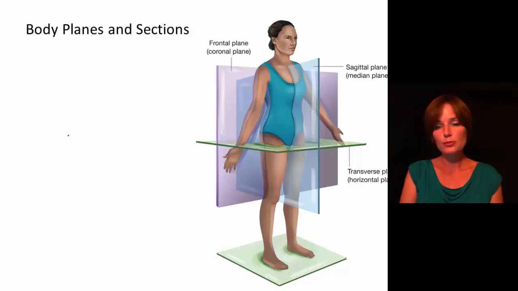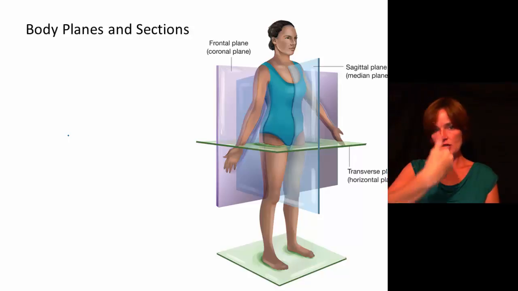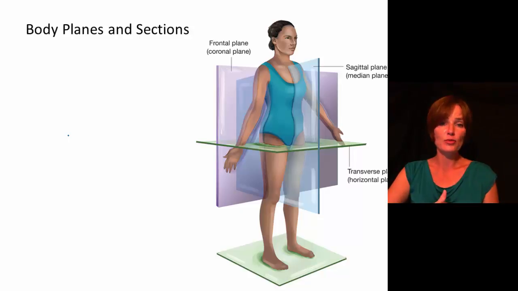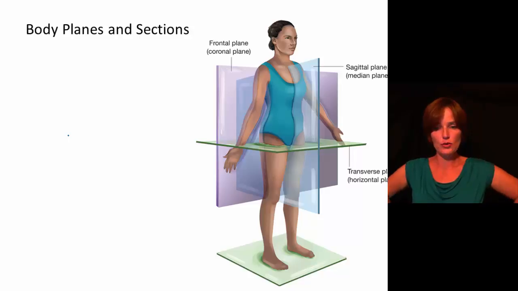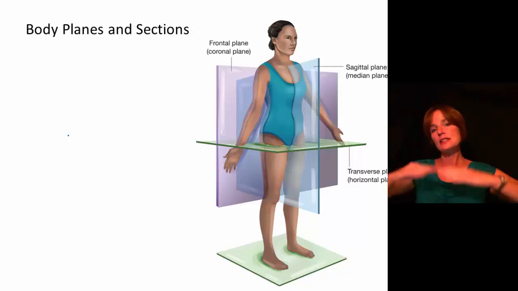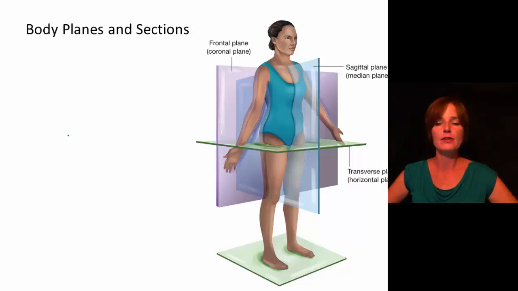We have the sagittal plane, or the median plane, which is going to cut right down the center here, as you can see in the diagram. That's basically separating right and left from each other. And then we've got the transverse plane, which is going right there and separating, say, the top of the body from the bottom of the body.